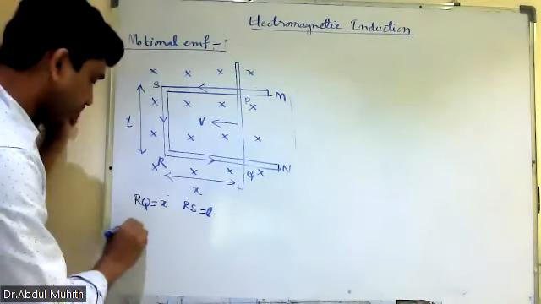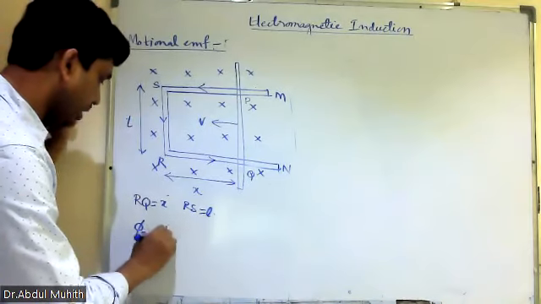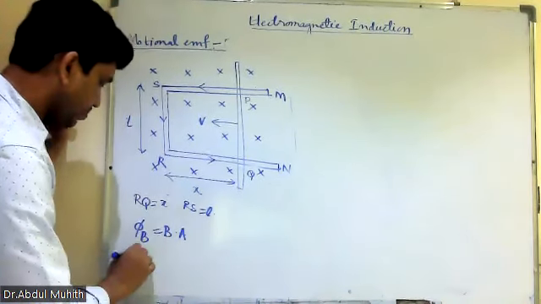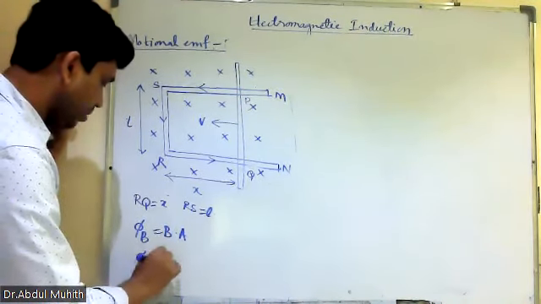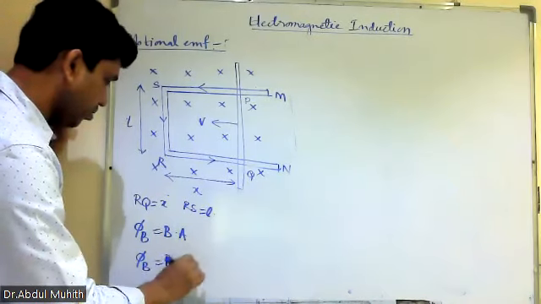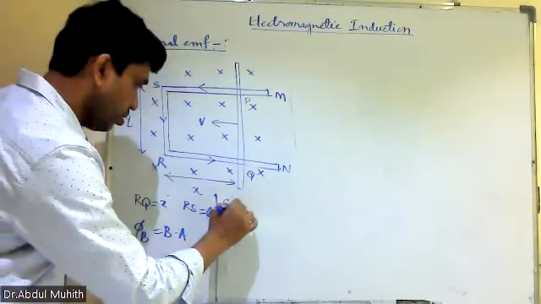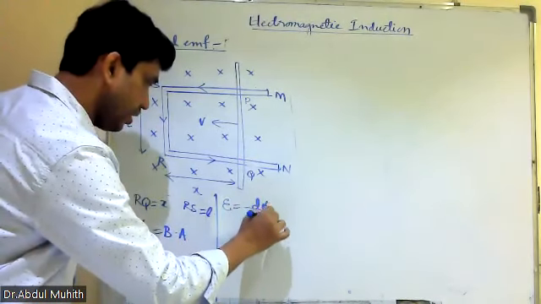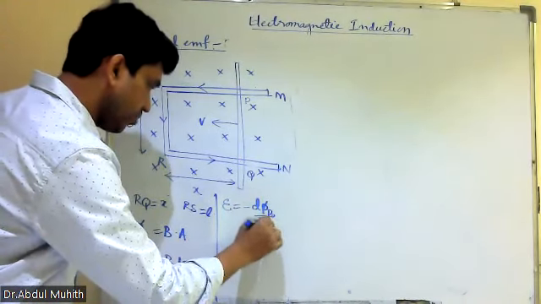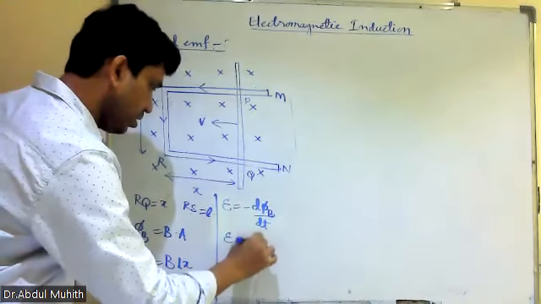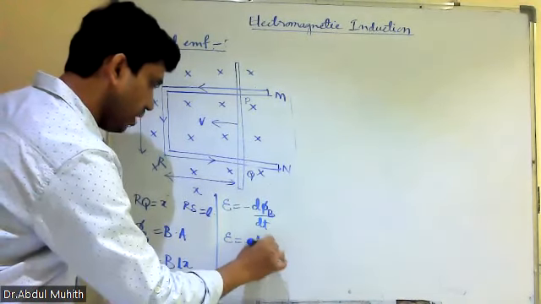So therefore, what happens? The magnetic flux phi B is equal to what? B dot A. B into what is area? Length into width. After that, what we will have? E is equal to minus d phi B by dt. So that will be E is equal to minus d by dt of BLX.